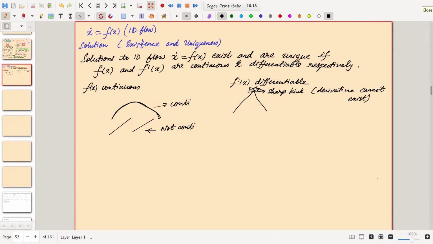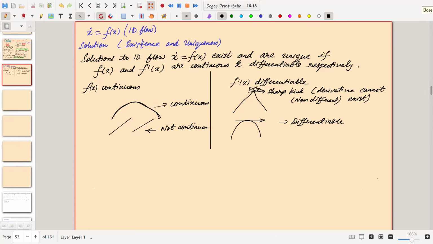Yes. So this is non-differentiable. Whereas this is differentiable because it's very smooth. You can have a tangent. So this is differentiable. So you have seen now where a function can be differentiable, non-differentiable, and where it can be continuous and not continuous. Okay. So that's the plan.